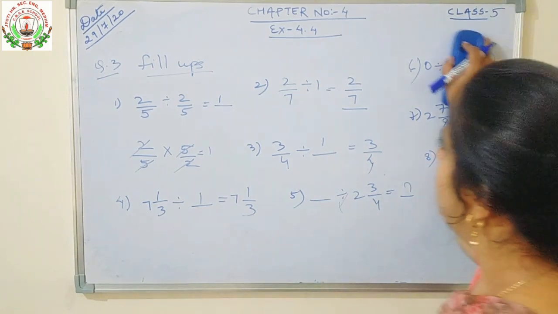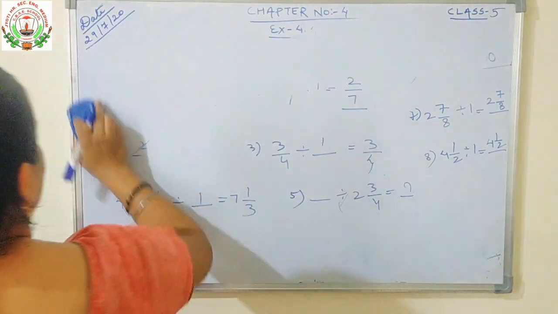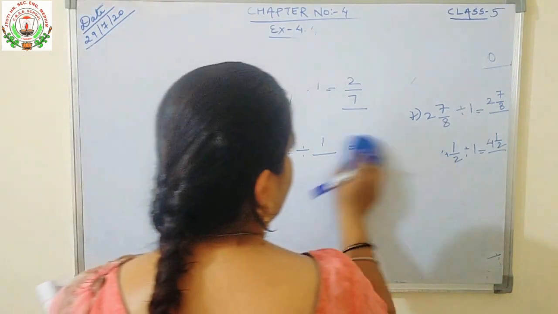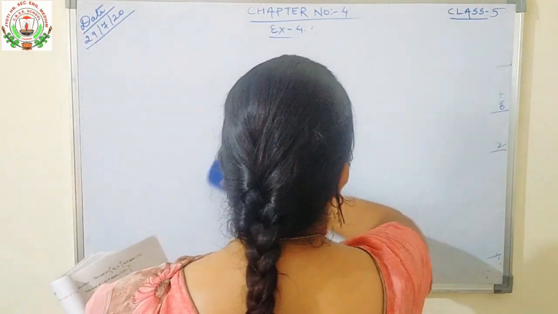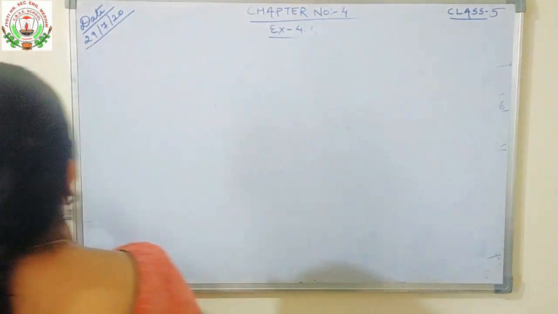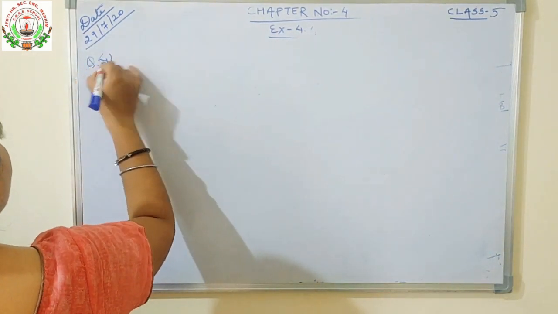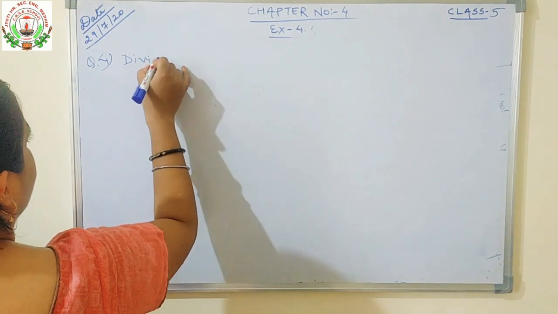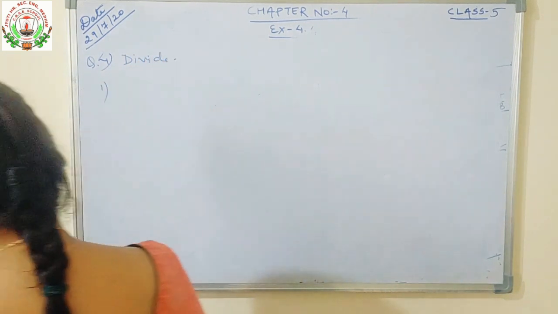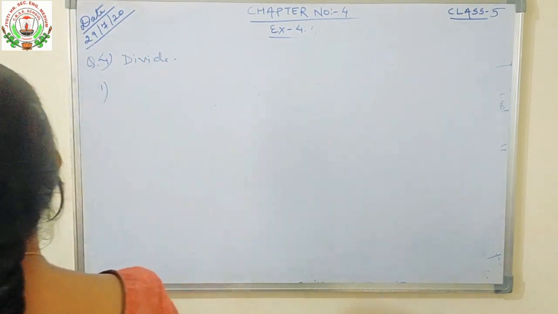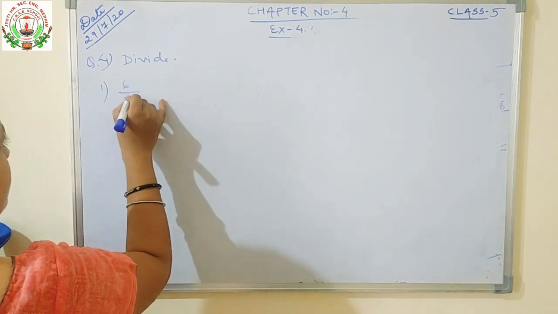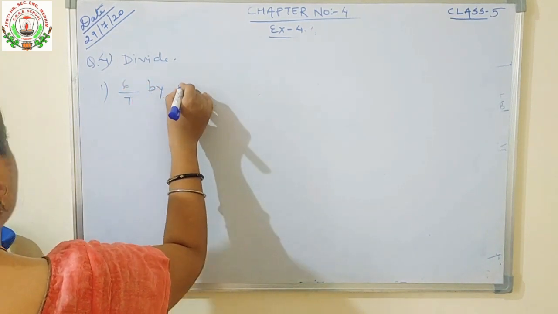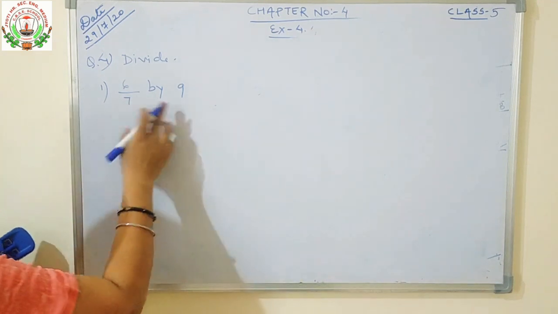Okay. Now the next question is question number 4. Divide. Number 1. 6 by 7 by 9. You have to divide 6 by 7 by 9.